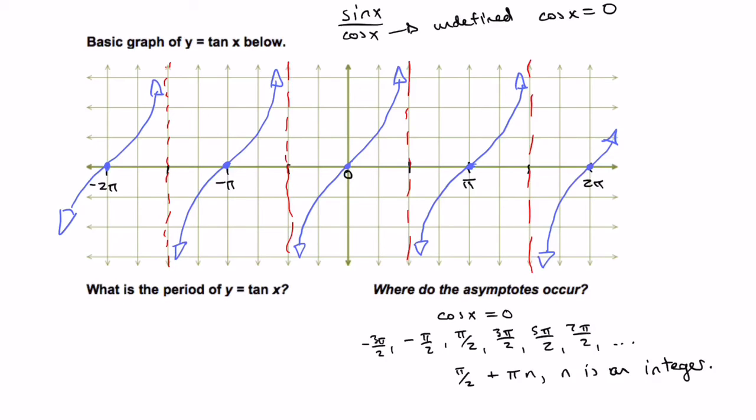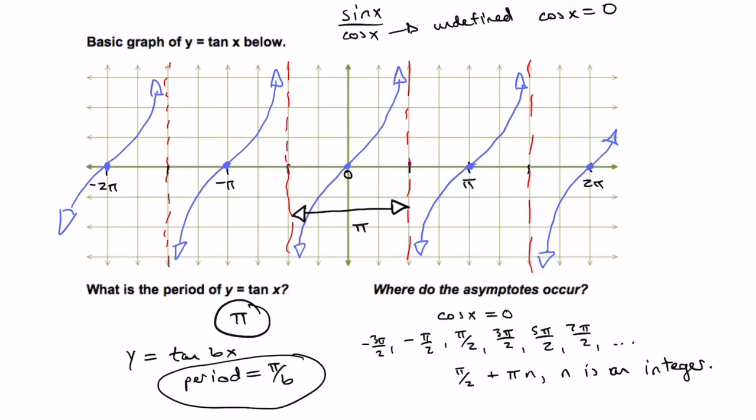If I want to know what the period is, well, from asymptote to asymptote, they're pi apart. So the period of tan is pi. If you compress that, so if we do tan bx, that's a horizontal compression by a factor of 1 over b. So pi times 1 over b is pi over b is the period.